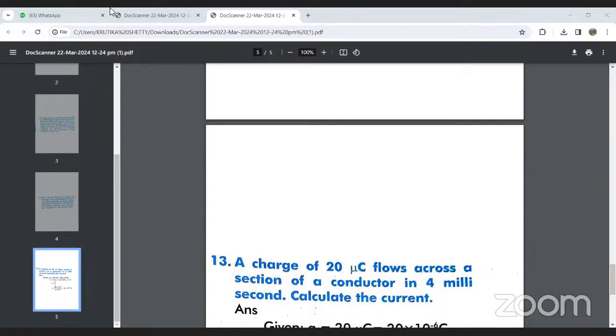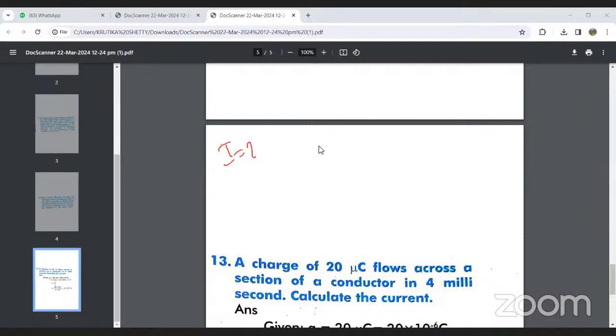Okay, next question. You try it yourself. A charge of 20 microcoulomb. So charge value is given, 20 microcoulomb. Micro is 10 raised to minus 6. Flows across a section of a conductor in 4 seconds, 4 milliseconds. Calculate the current. Yes, you need to calculate the current.